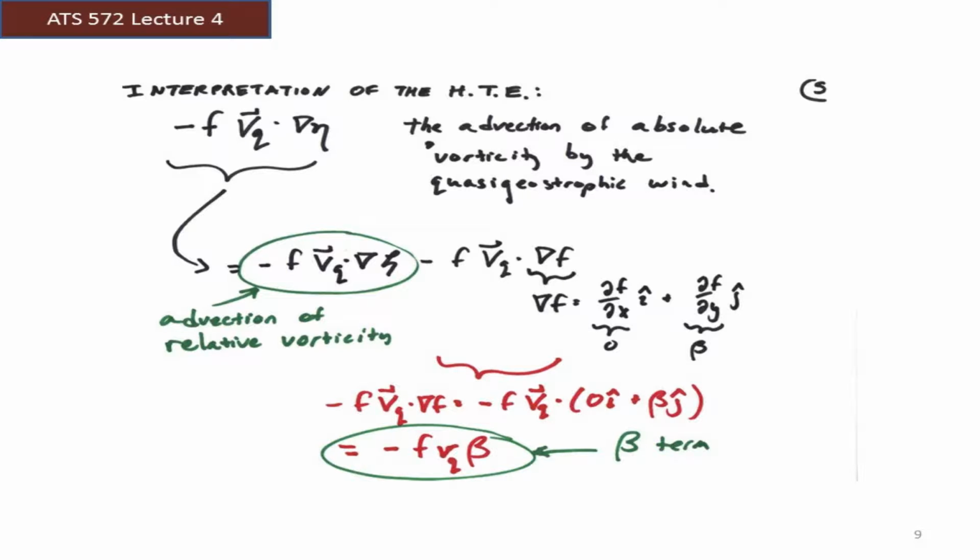For the height tendency equation, the pattern of height rises and height falls is just going to depend on the advection of vorticity at that level. So if you're talking about the change of the height of the 500 millibar surface, then this is advection of vorticity at 500 millibars. If you're talking about changes in the height of the 850 millibar surface, then this is vorticity advection on the 850 millibar surface.